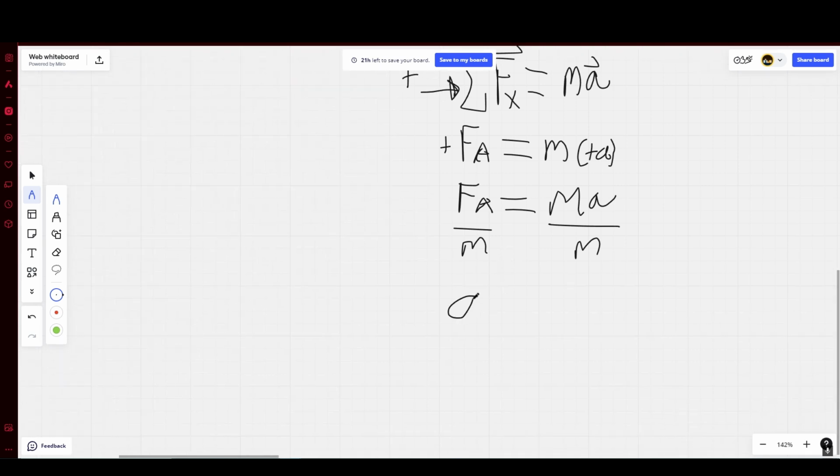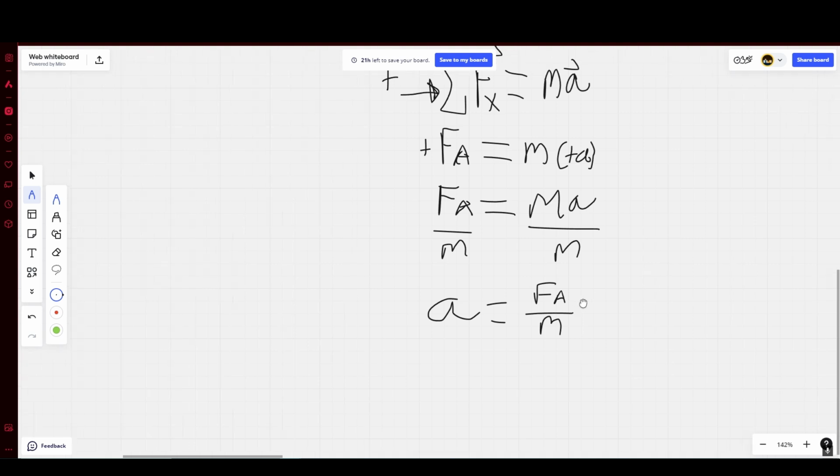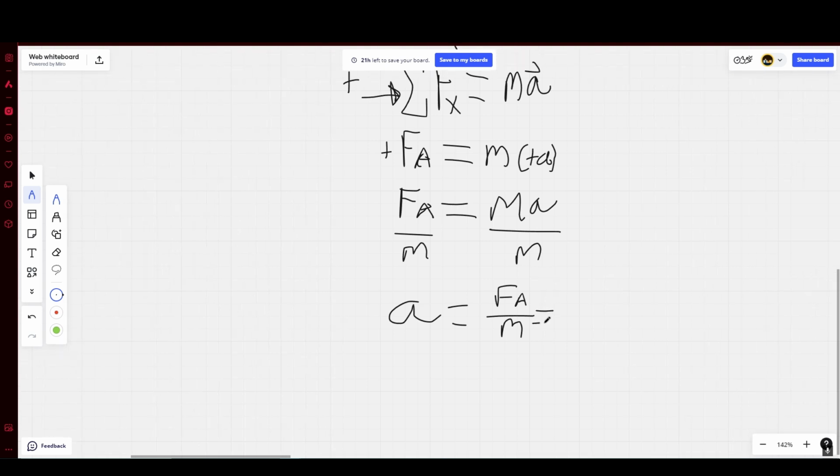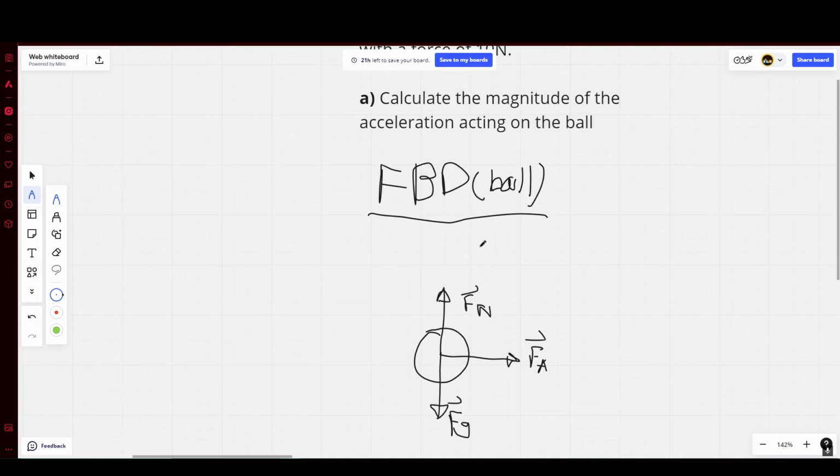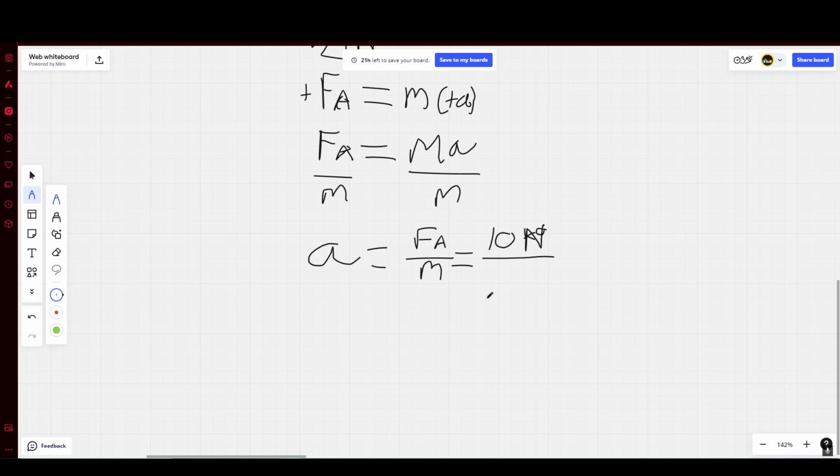So here we get that acceleration is equal to F_A over m. And now we can substitute the numbers in. Remember to always write the units as well. Whoops, not 10 kilograms, 10 newtons over the mass was 10 kilograms? Yes.